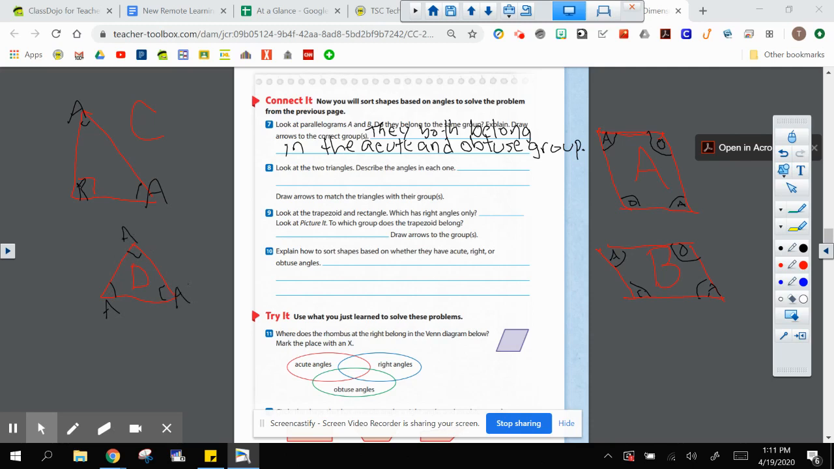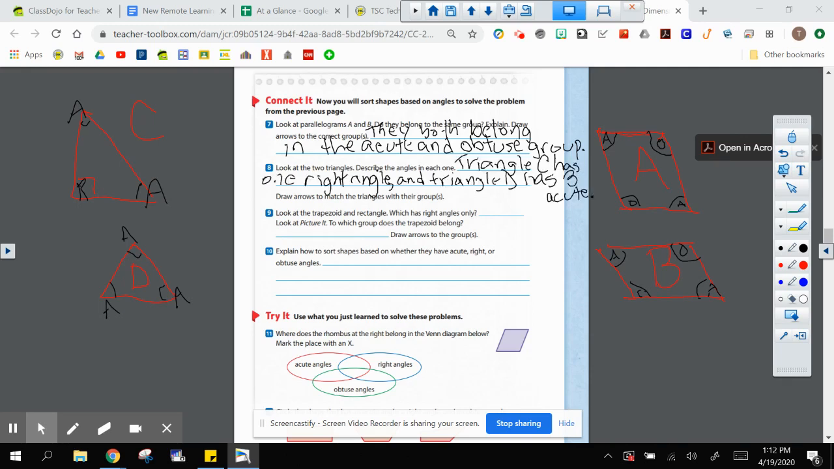So are they going to go in the same category? They're not going to go in the same category. So we're going to fill in this blank. It says, look at the two triangles, describe the angles in each. So you might have to pause this to be able to write it.